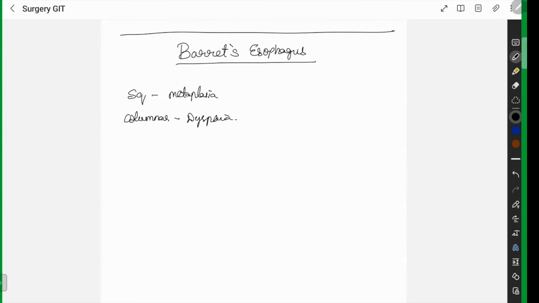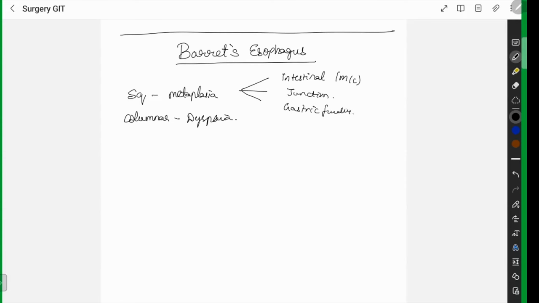So what are the causes of metaplasia of your squamous? Squamous metaplasia occurs in, number one, intestinal. So the intestinal cause is going to be the most common. Or it can occur at the junction, at the junctional area, or it can occur at the cardiac fundus, or your gastric fundus.